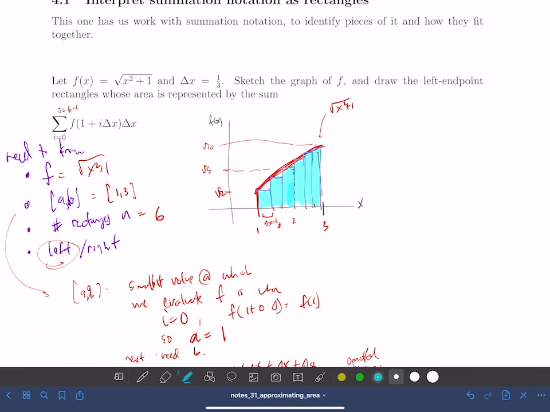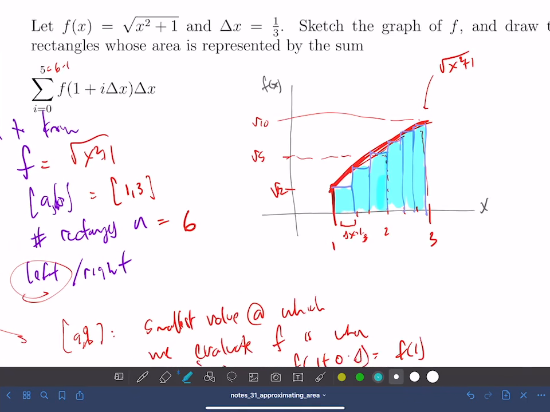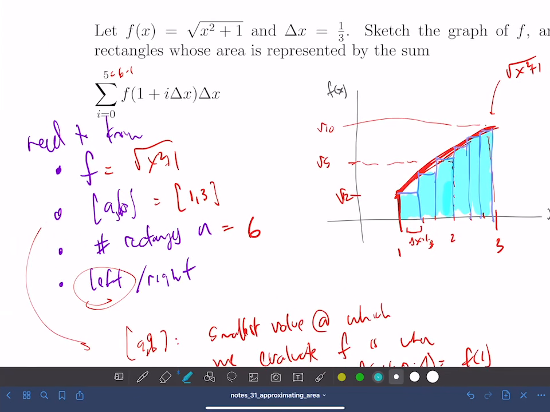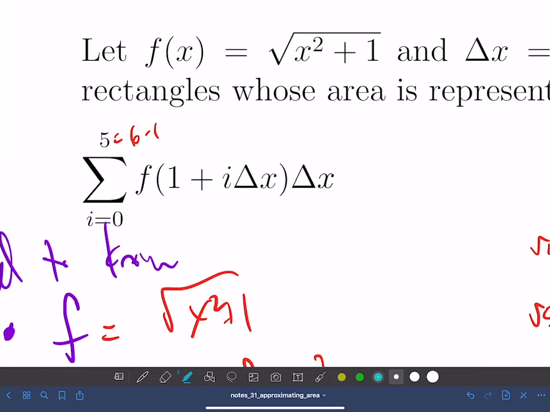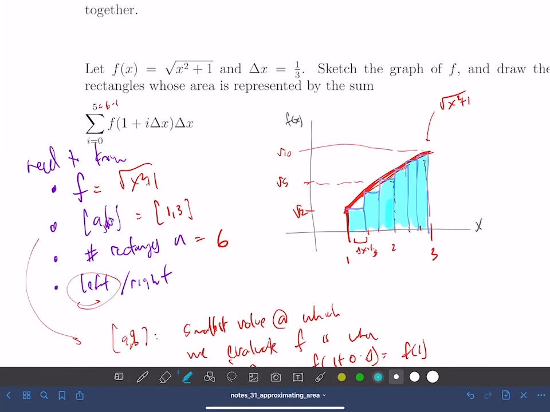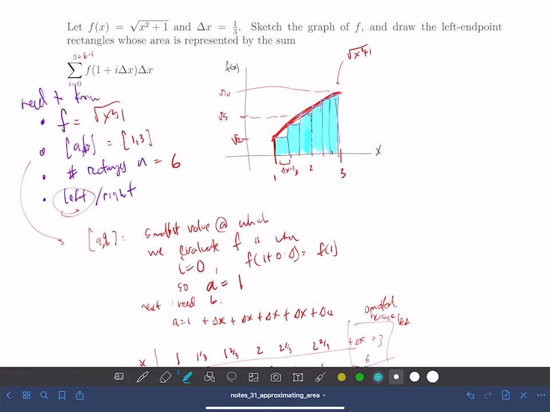All right, did we do what we needed to do? We sketched the graph of f. Yes. Draw left endpoint rectangles whose area is represented by the sum. The point of this exercise was to delve into the various pieces of this summation notation and how we can tell everything that we need to from it as long as we're given what f is. Okay?